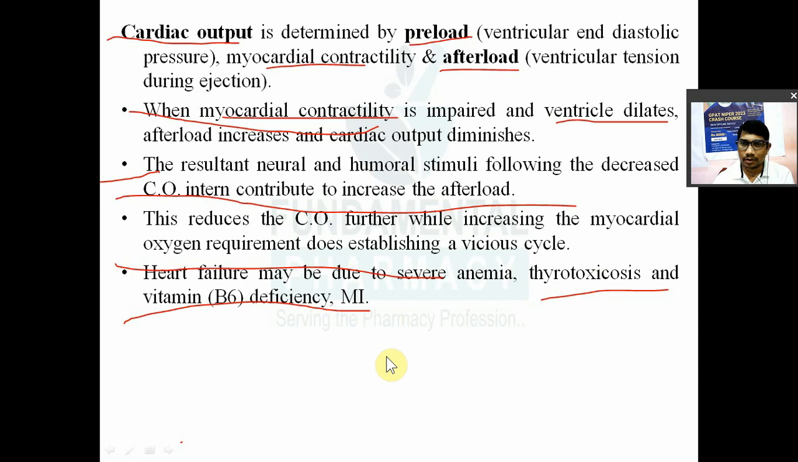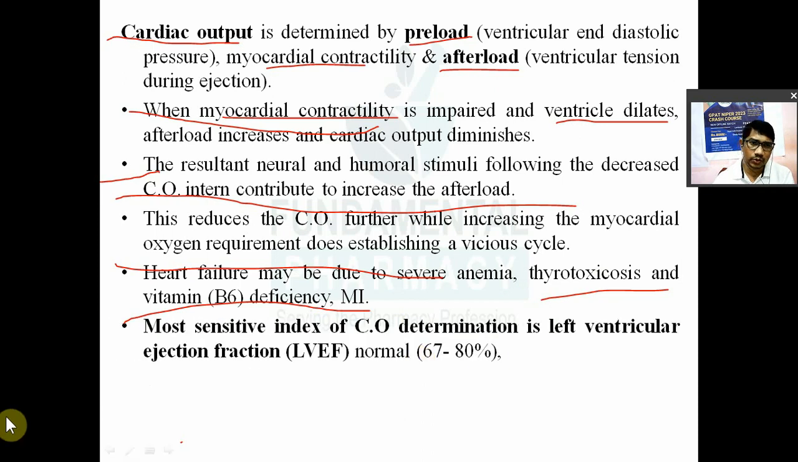The most sensitive index for cardiac output determination is the left ventricular ejection fraction. Normally it is 67 to 80%. Now in case of systolic heart failure, this left ventricular ejection fraction is less than 40%, and in case of severe heart failure it is around 20%.